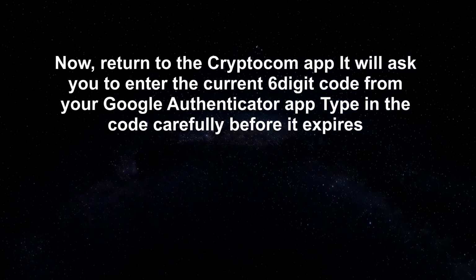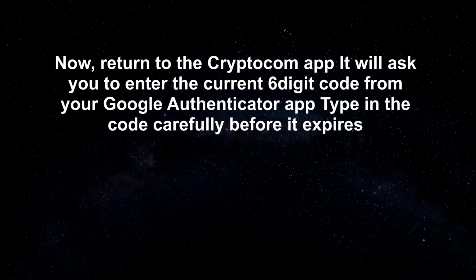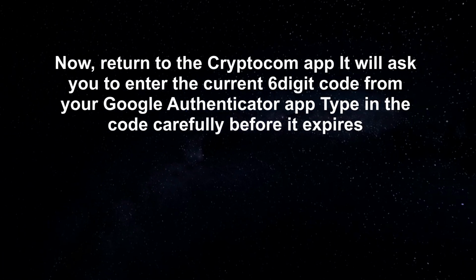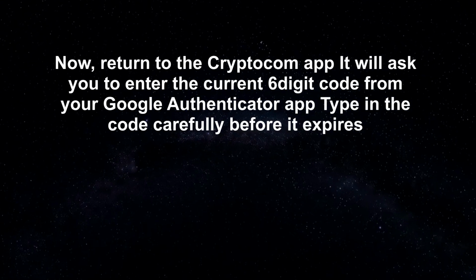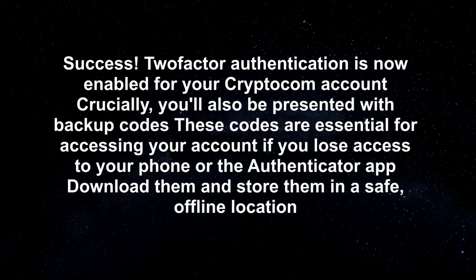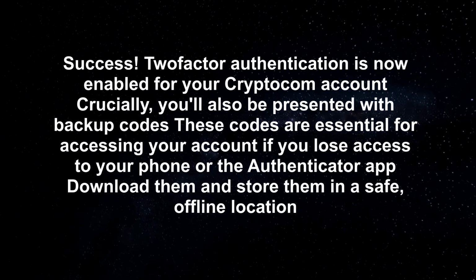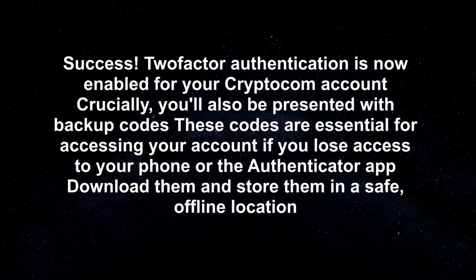Now, return to the Crypto.com app. It will ask you to enter the current 6-digit code from your Google Authenticator app. Type in the code carefully before it expires. Success! Two-factor authentication is now enabled for your Crypto.com account.